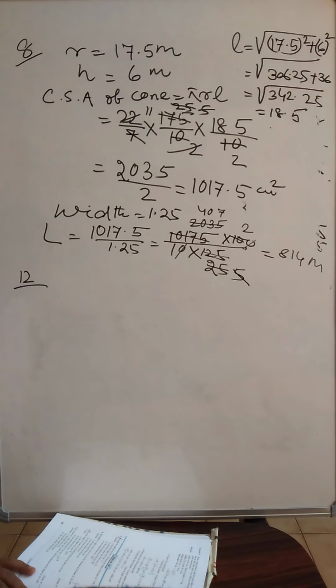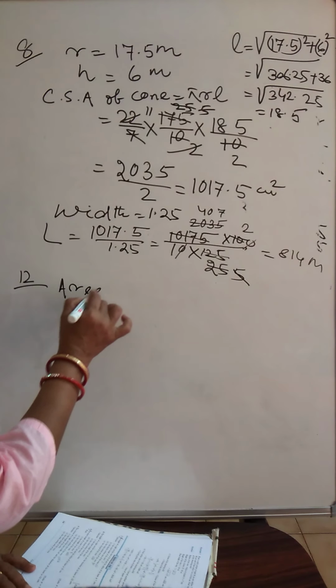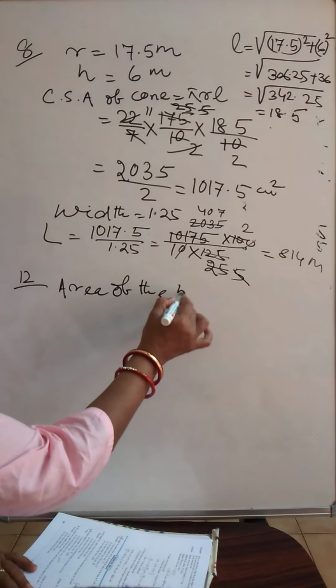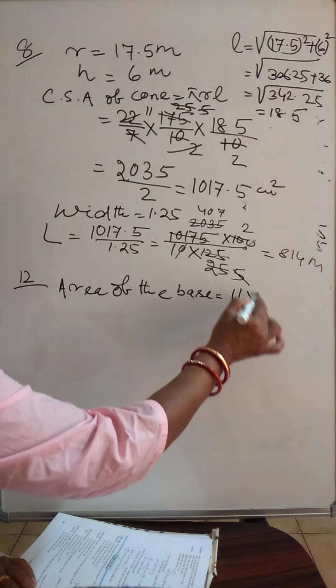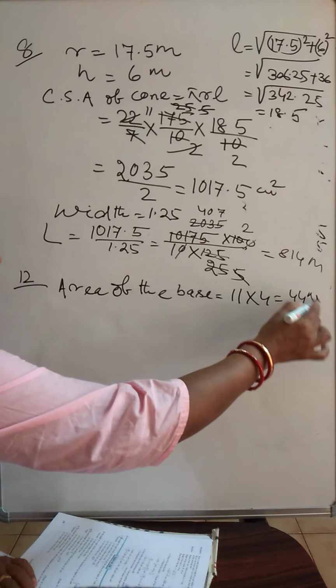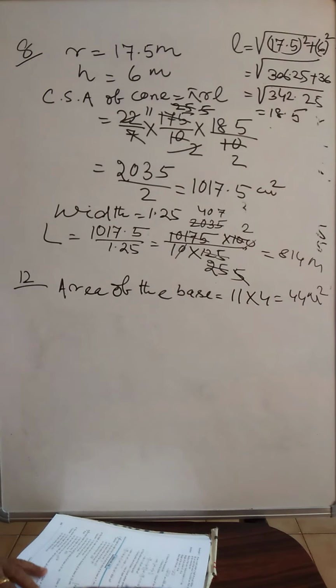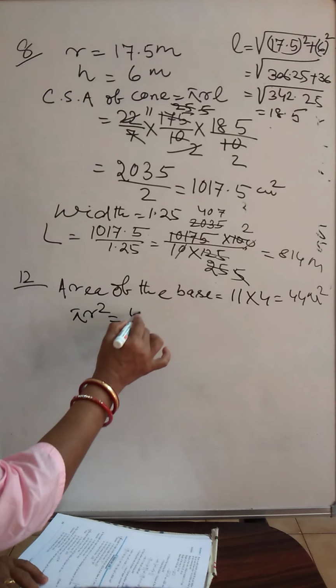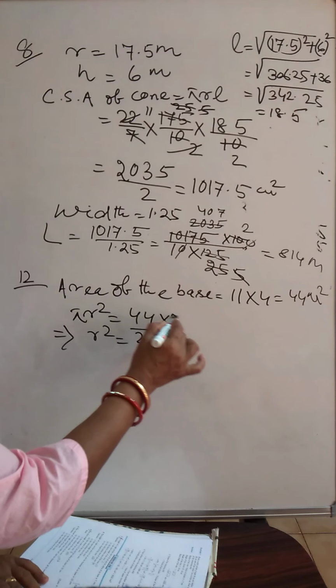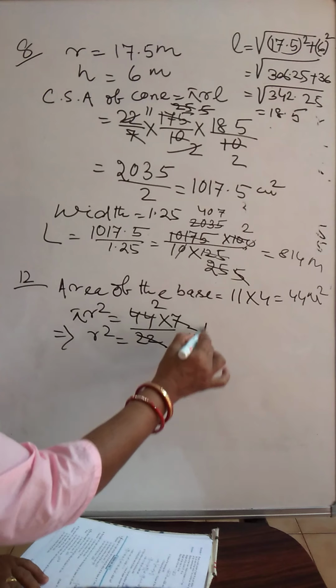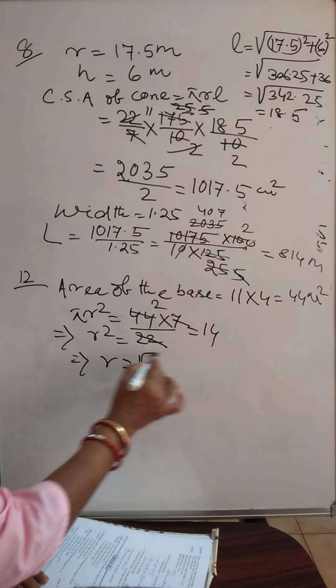Then I am doing question number 12. A conical tent to accommodate 11 persons, each person must have 4 meters space. So area of the base is, one student is occupying 4 meter square. 11 students will occupy 11 into 4, 44 meter square. So pi r square is equal to 44. R square is equal to 44 by 22 by 7, that is 14. R is equal to square root of 14 meter.